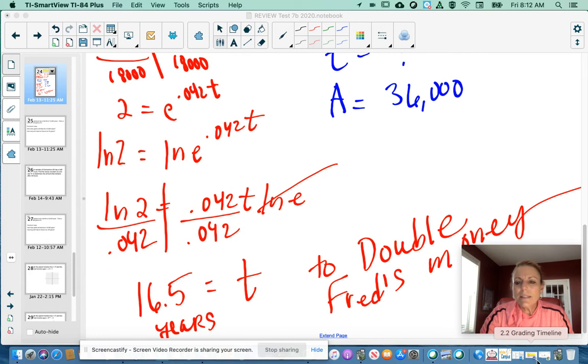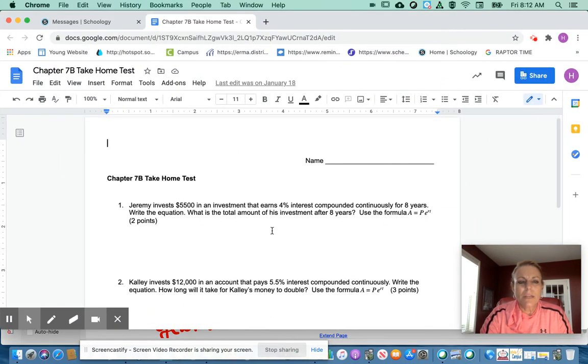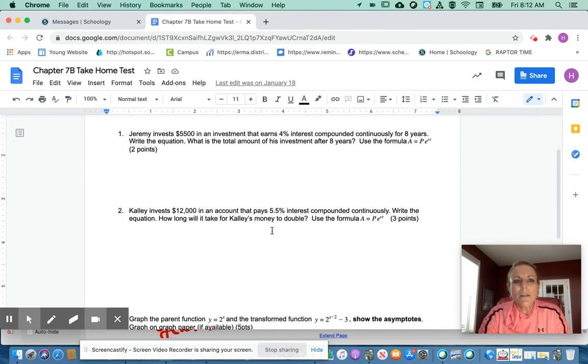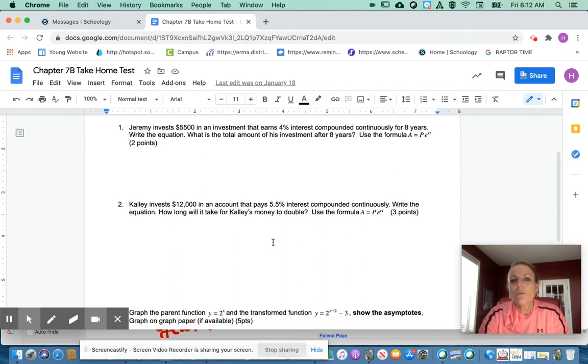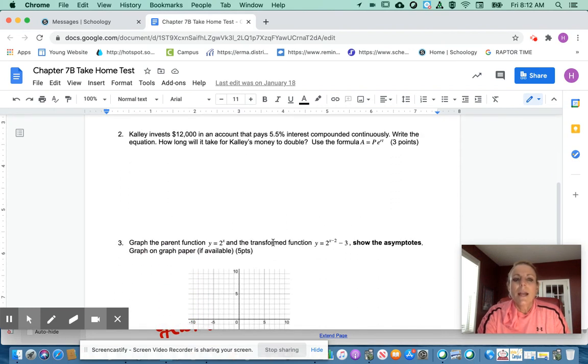All right, let's open up the take-home test. Number 1, I'm not even going to read it. It's very straightforward. We did a problem like this yesterday in class, and part A of the Fred is just like this, asking for the total amount of the investment. Number 2 is just like I did on part B. They want to know how long it will take for Callie's money to double. So yes, I would like you to do this algebraically and then use your calculator to check your answer.